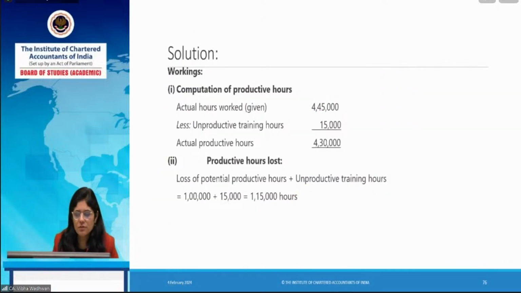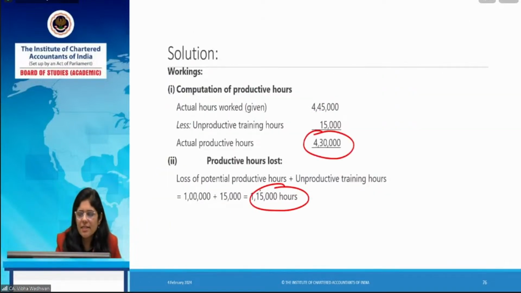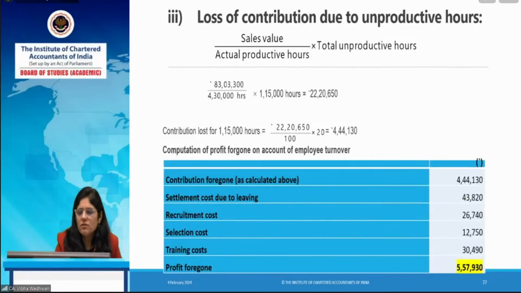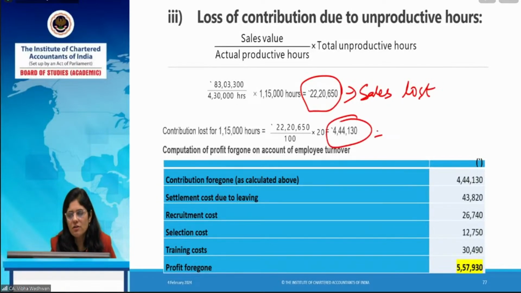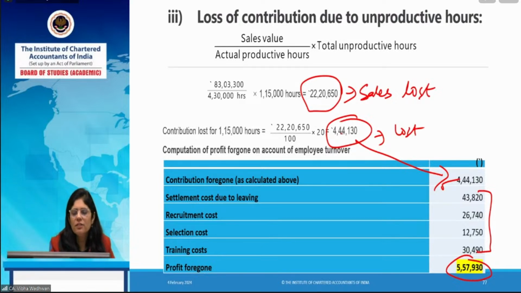Let's move on. Okay, so these are the productive hours and these are the unproductive hours. This is done already here. This is the sales. These are the sales lost, sales lost due to unproductive hours. And this is the contribution of profit lost. So this is also lost. So this is what we have calculated plus everything, so it will be the total cost. So main calculation is this: how much profit you have lost due to the unproductive hours because of labor turnover. Clear? Good. So I hope you have understood this illustration.